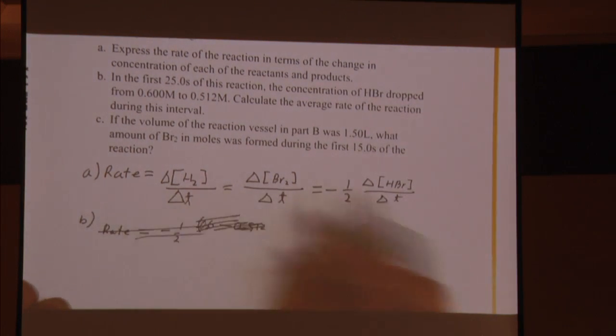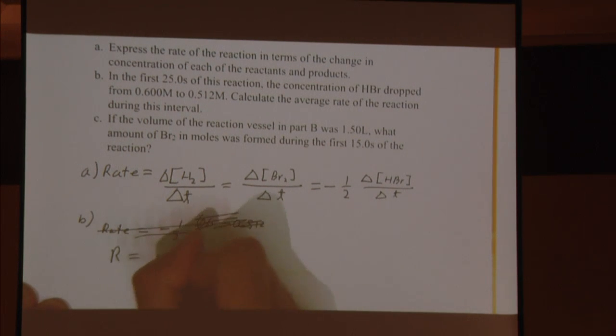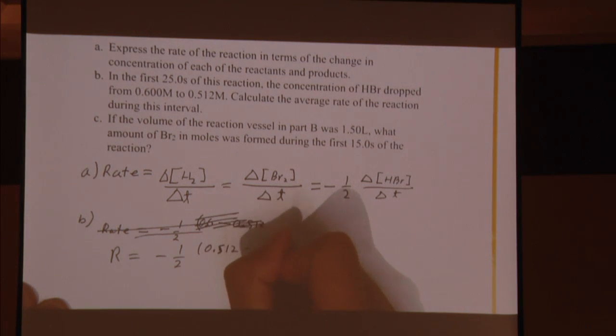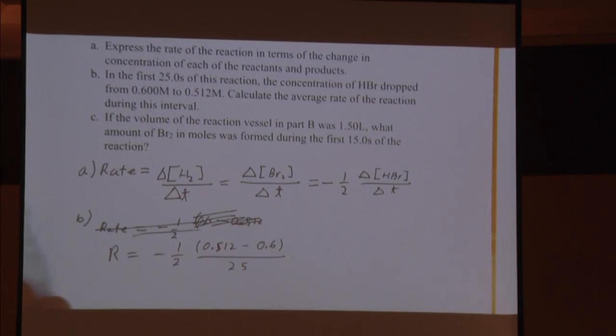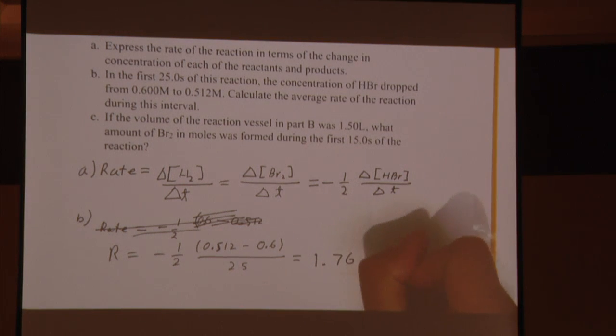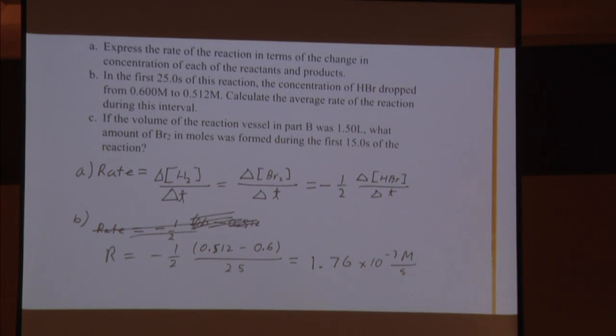I'll do a different line. We just plug that into our formula, and then we'll get an answer of 1.76 times 10 to the negative 3 molar per second.